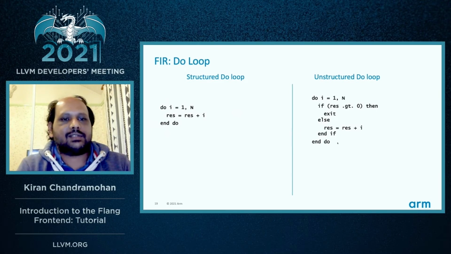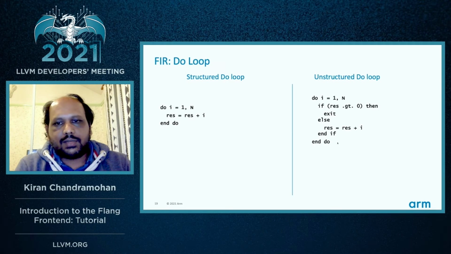These all will, if we have exits or breaks or continue statements like that, potentially cause a branch instruction. So we don't allow any of them in the structured do loops. An example of an unstructured do loop is shown on the right hand side. The difference is that it compares the variable res with 0, and if res is greater than 0, then it exits out of the loop. So this can cause a branch instruction, and such instructions are not permitted inside this loop.